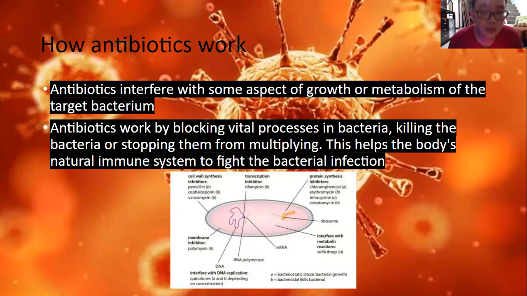And how do antibiotics work? Antibiotics interfere with some aspect of growth or metabolism of the treated bacterium. Antibiotics work by blocking vital processes in a bacterium, killing the bacteria or stopping them from multiplying or reproducing. This helps the body's natural immune system to fight the bacterial infection, as the diagram shows below.